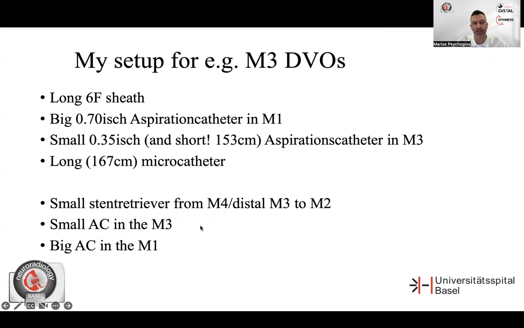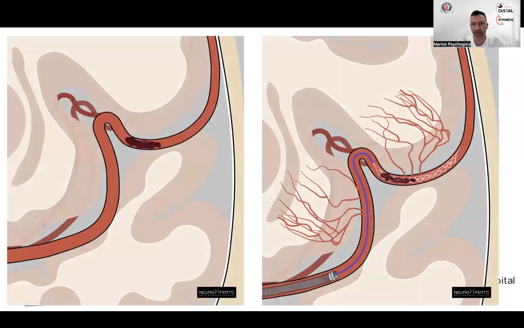Again, regarding the positioning of the stent retriever, I use the small stent retrievers from the proximal M4 to the M3, or from the M3 to the M2 for M2 occlusions. And then I go all the way to the clot with a small aspiration catheter, and I leave the big aspiration catheter in the M1. So this is how it looked like on the sketch here. You see the clot, you see the stent retriever there.